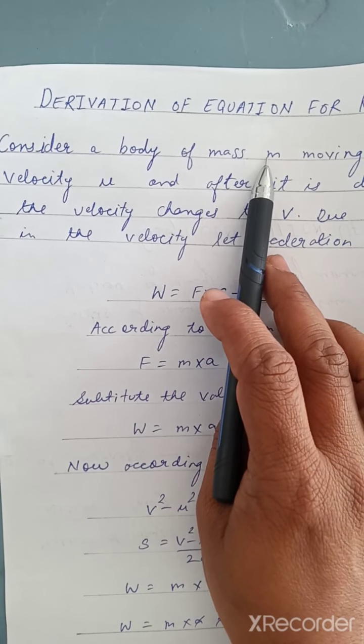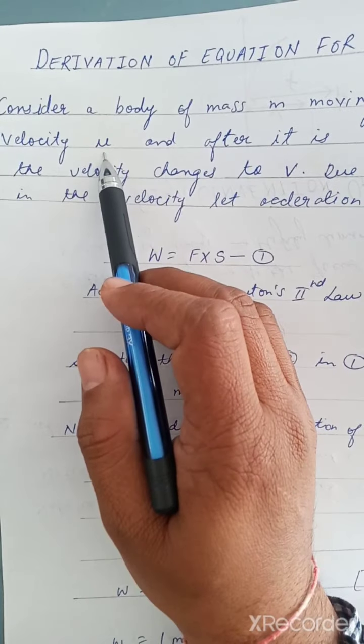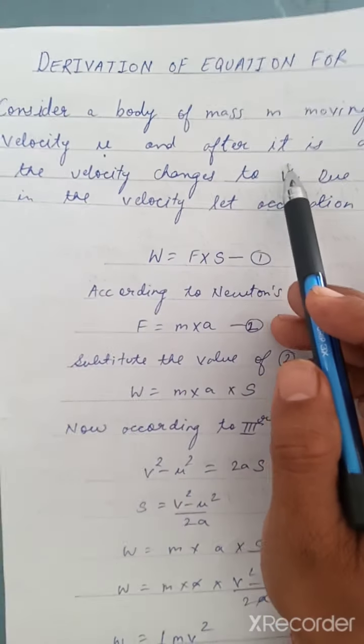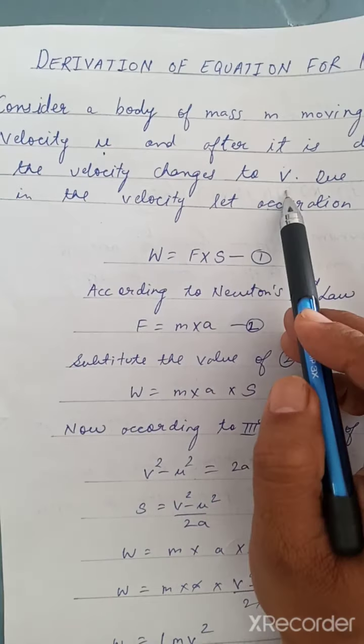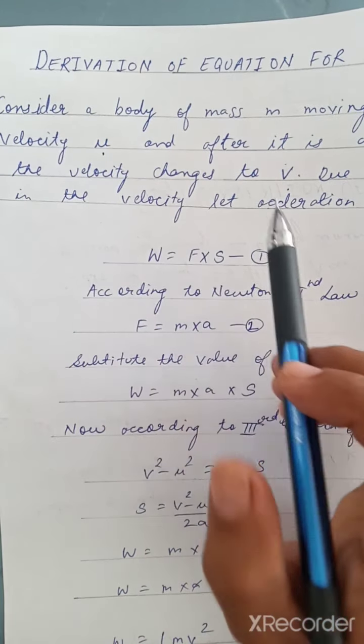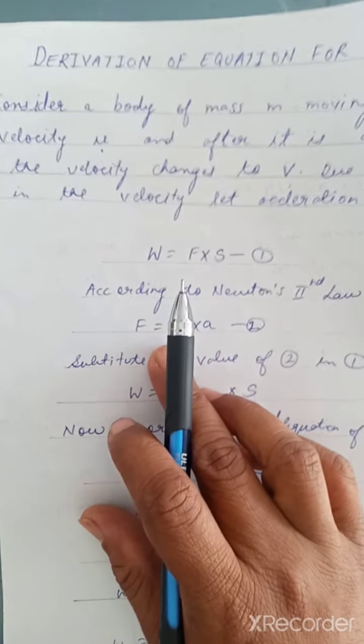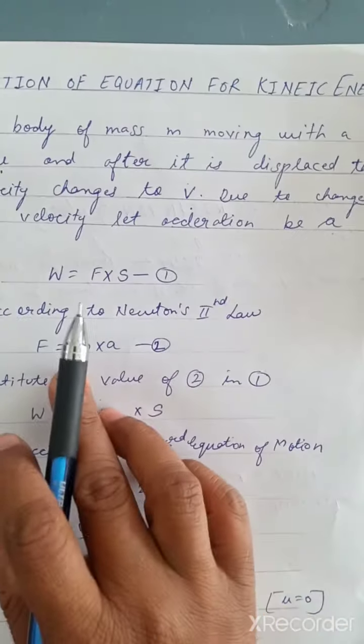Initially the object is at rest, so we can consider the initial velocity as 0, and after it is displaced the velocity changes to v. Now due to the change in velocity we can consider the acceleration as a. First of all, you have to consider what the meaning of kinetic energy is.